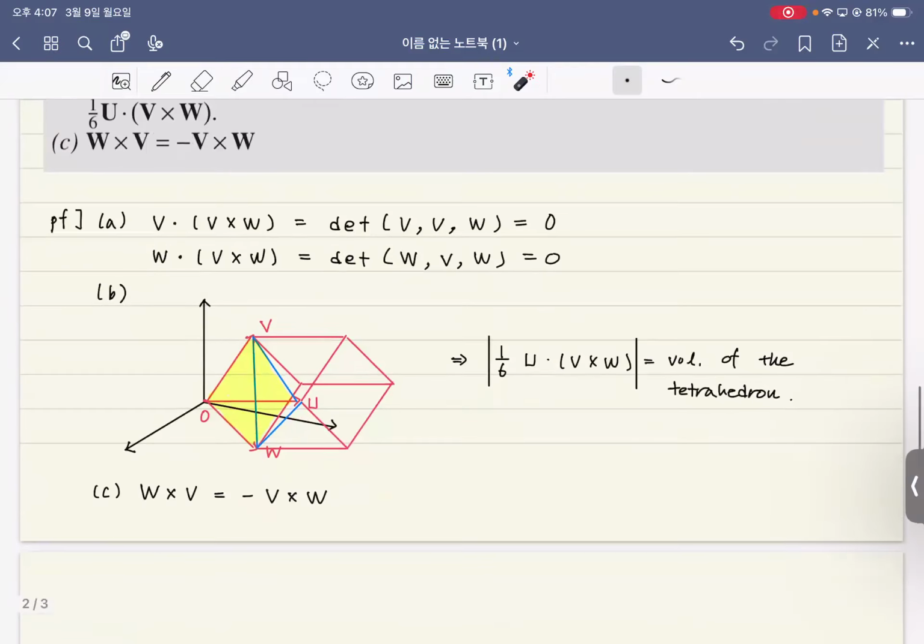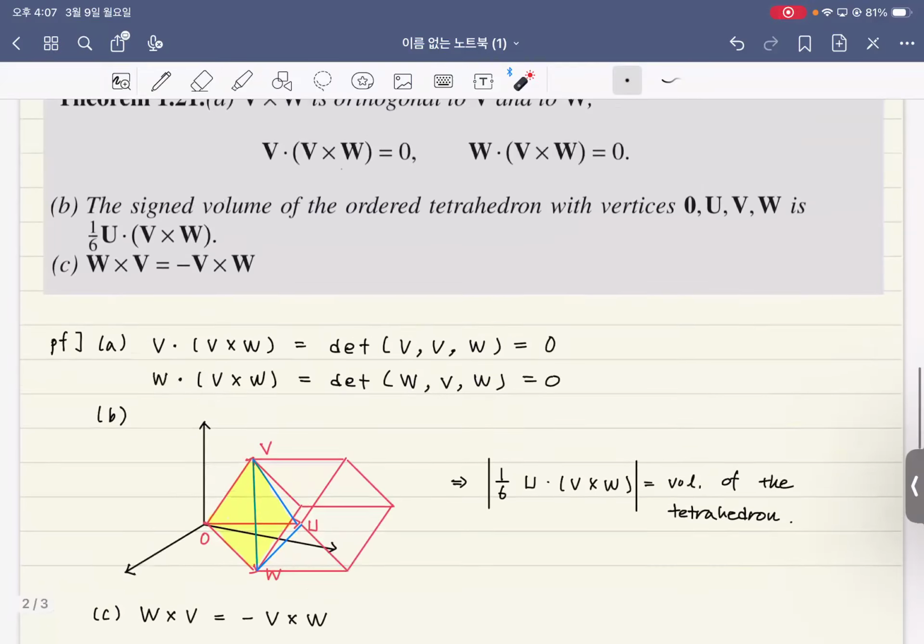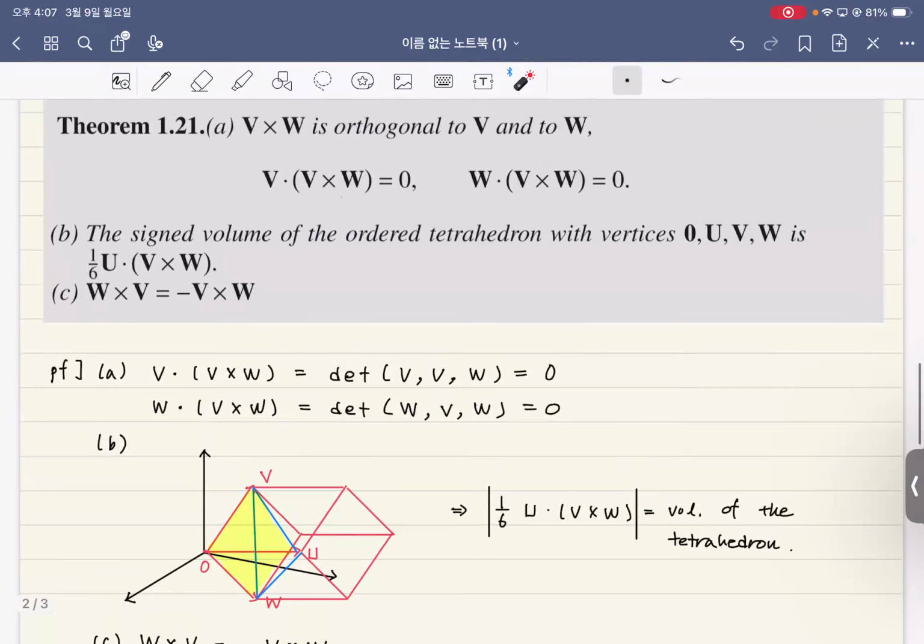Oh, sorry, I would like to add just one more thing about this theorem. Let me go back to statement A. You have two vectors, V and W. It says V cross W is pointing in the direction which is normal to the plane generated by V and W. But actually, you have two such directions, this or that, right?